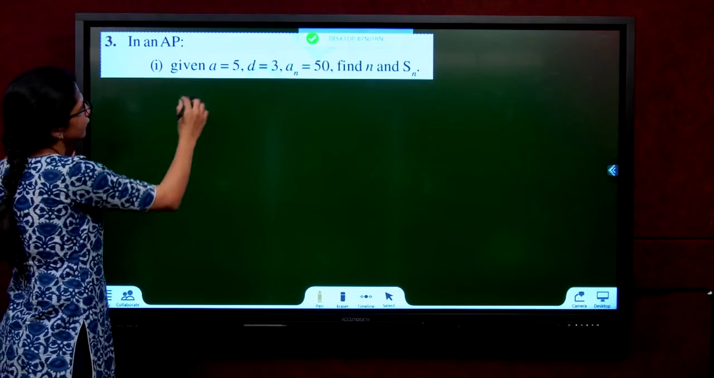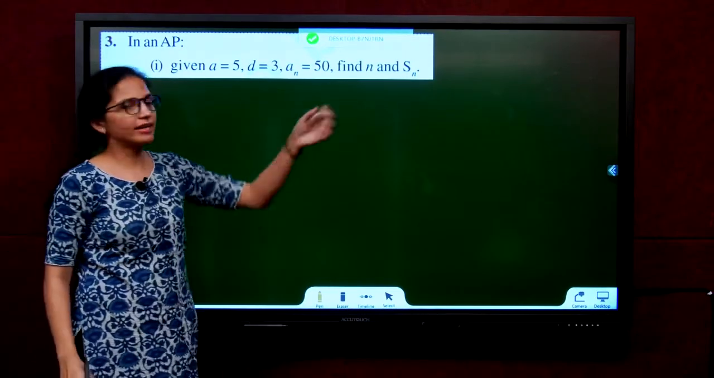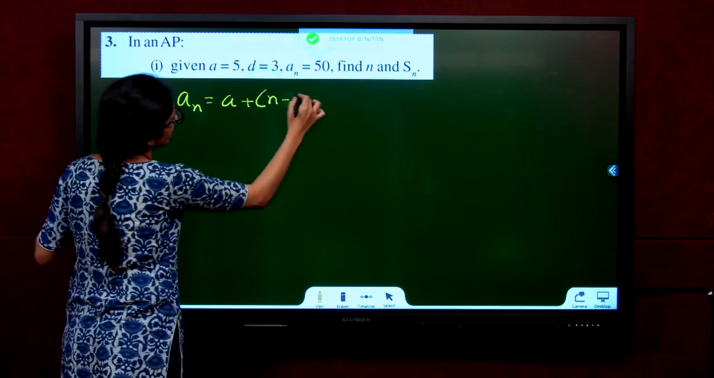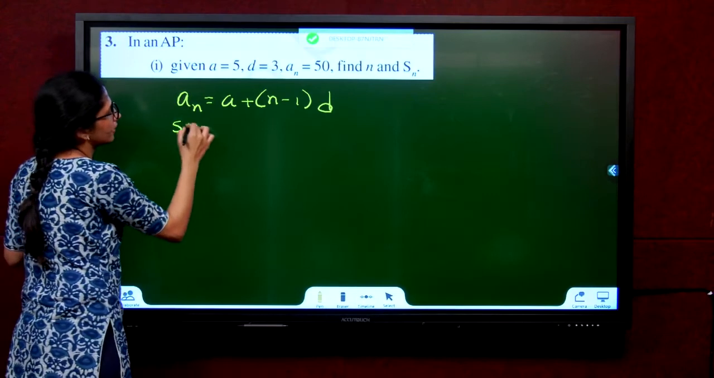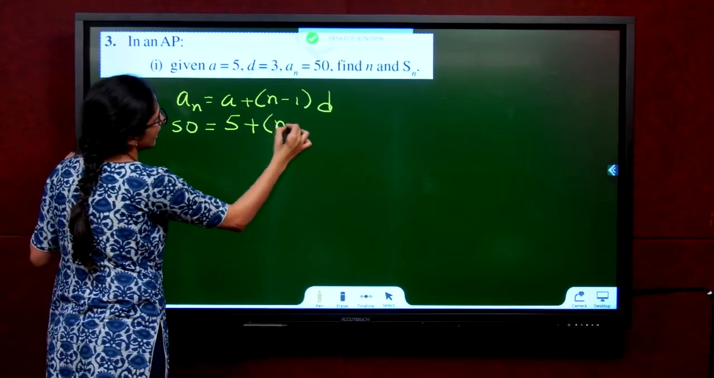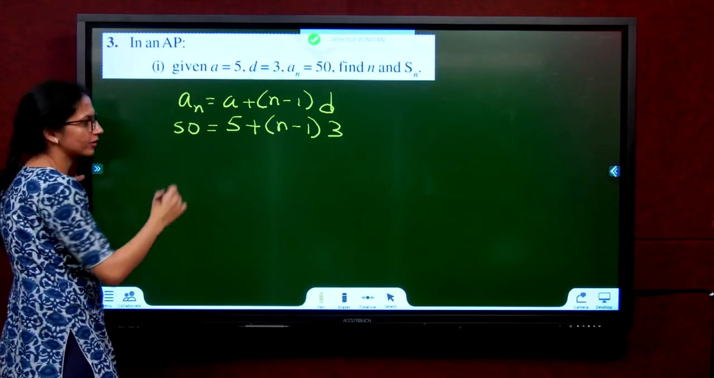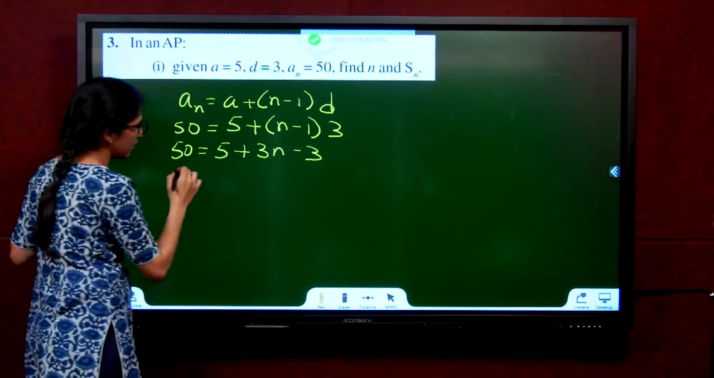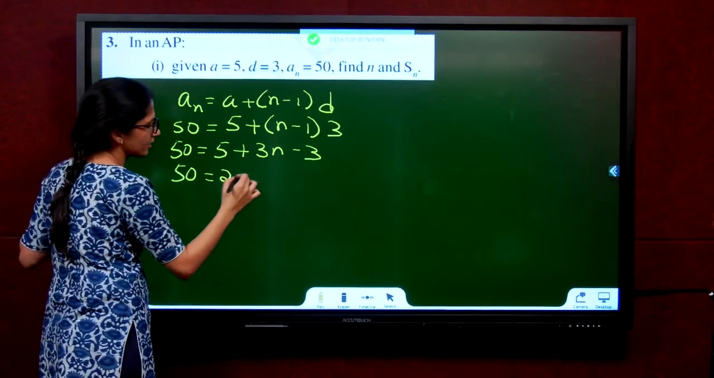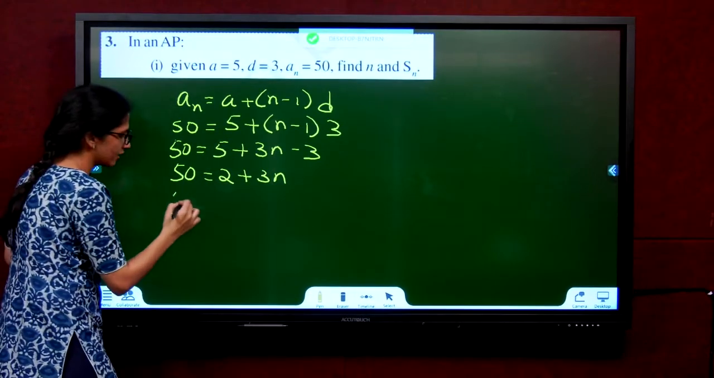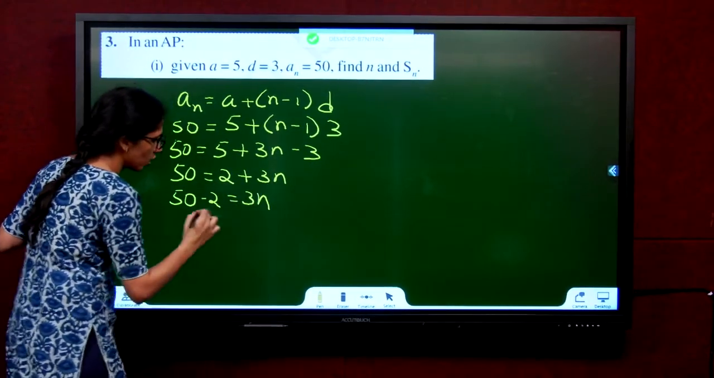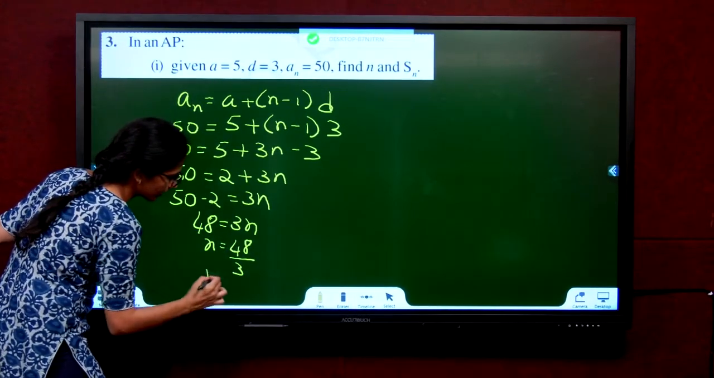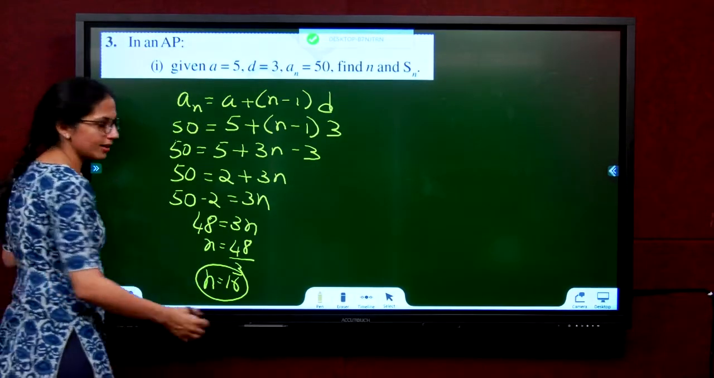Be quick. They have given A as 5, D is there, An is there. You have to find n and Sn. First let us find n. An is equal to A plus n minus 1 into D. An is 50, A is 5 plus n minus 1 into D, which is 3. 50 is equal to 5 plus 3n minus 3. 50 is equal to 5 minus 3, which is 2, plus 3n. Send that to the side. 50 minus 2 is equal to 3n. 48 is equal to 3n. N is equal to 48 by 3, or n is equal to 16. So we got n as 16.